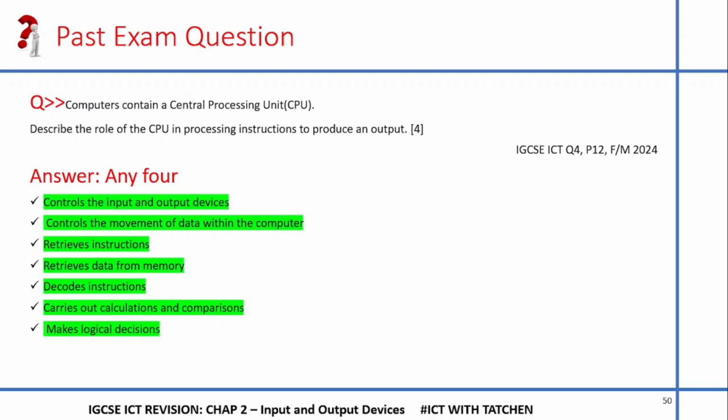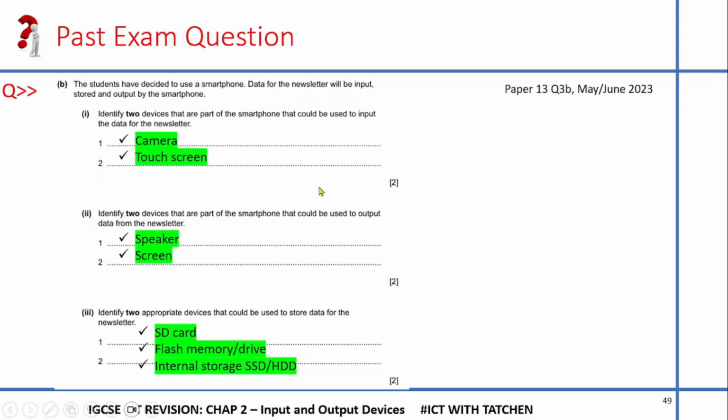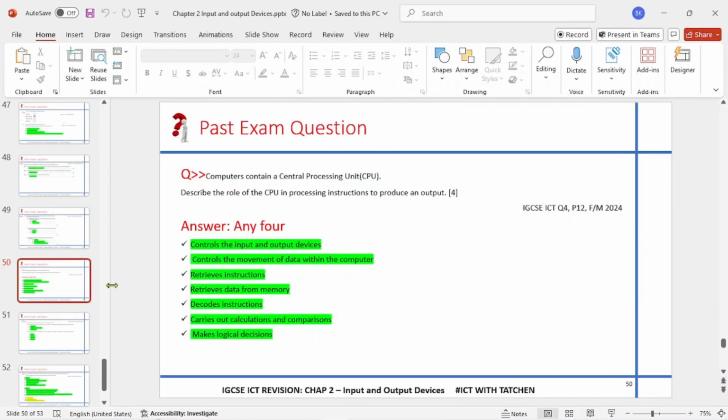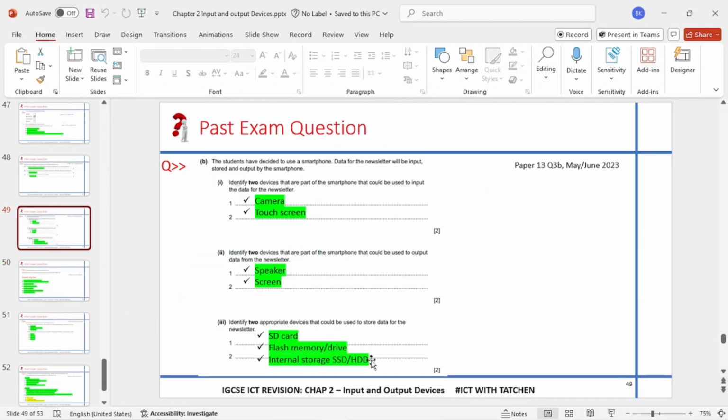Now they said describe the role of the CPU in processing instructions to produce an output. Let me just change it so that I don't forget. So this is going away, so that is it.